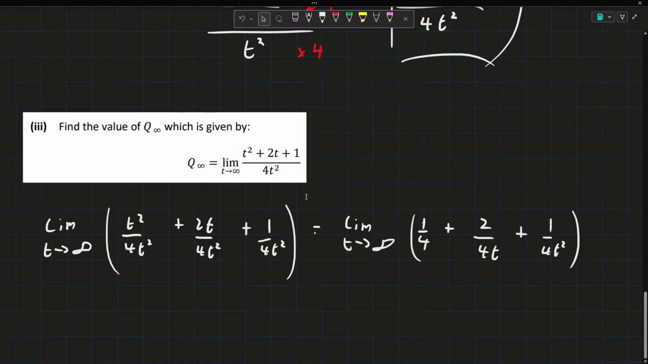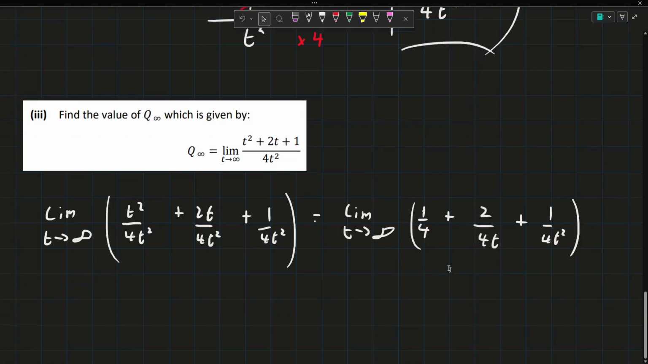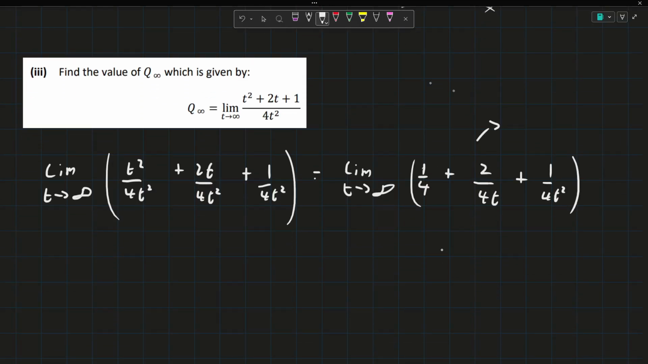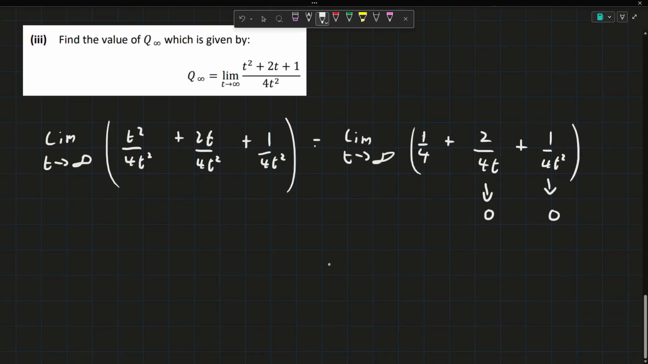So as t gets really, really big, this fraction gets really, really small. It actually gets very close to 0, so this goes to 0. This also goes to 0 when t gets very, very big. So all we're left with is just the 1 over 4.